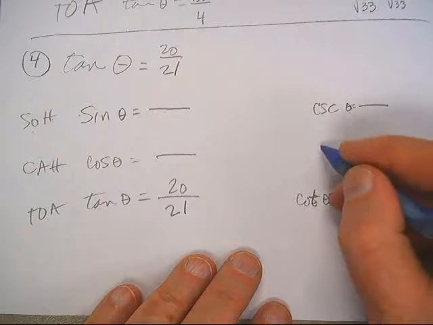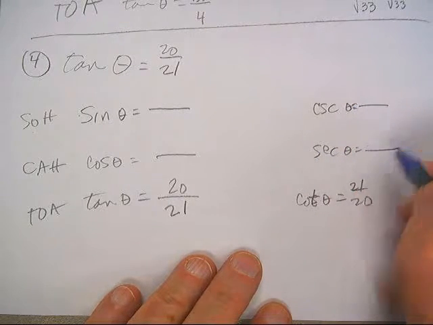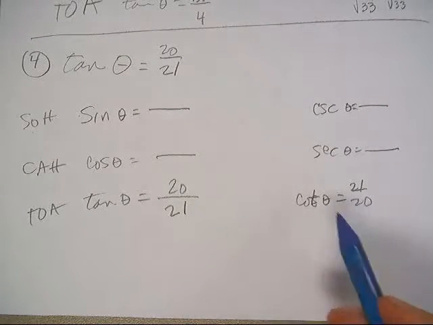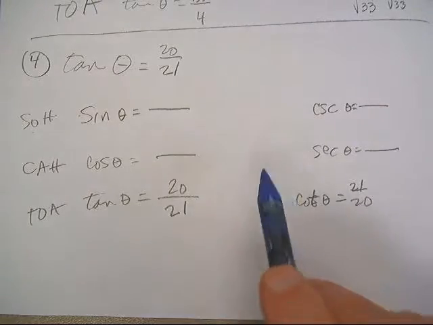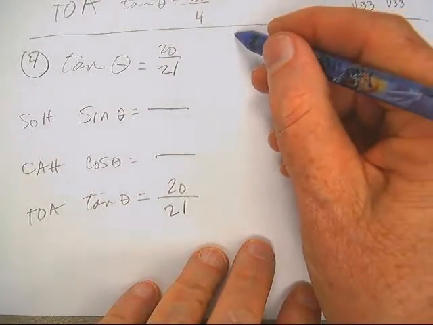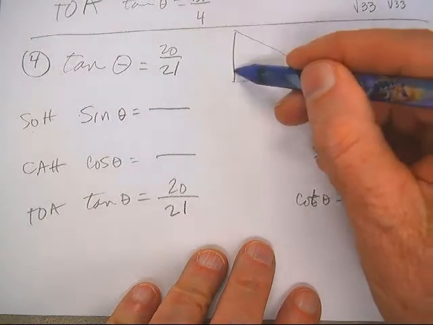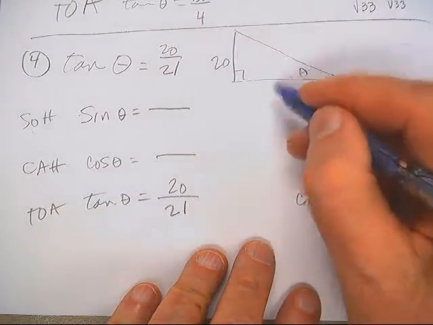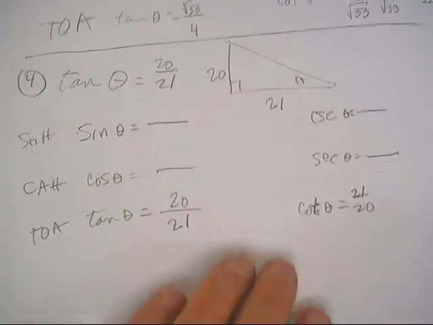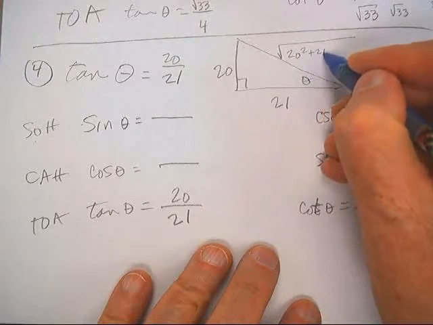So basically they give you one of them and you flip it and you've got the second one, and then we need the other side of the triangle to do this. So come on over here, draw you a triangle. We'll call that theta, the side opposite was 20, the side adjacent was 21. And this one up here is going to be 20 squared plus 21 squared.